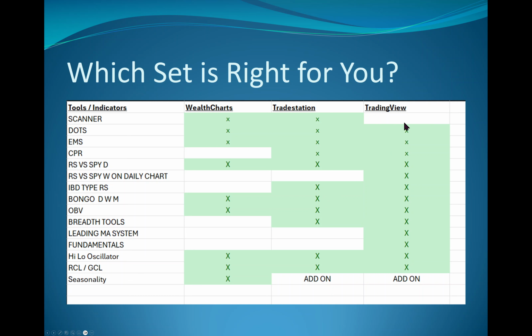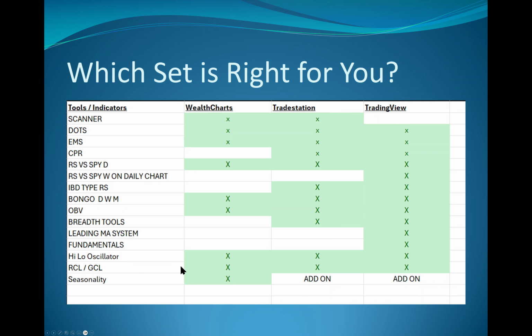However, although TradingView has a new version of its scanner, I can't do in their scanner what I can do in WealthCharts and TradeStation. So that is a big hole there. WealthCharts is a great platform, and what I'm missing here, which is the reason to buy TradeStation, is Radar Screen, which is only available on TradeStation.